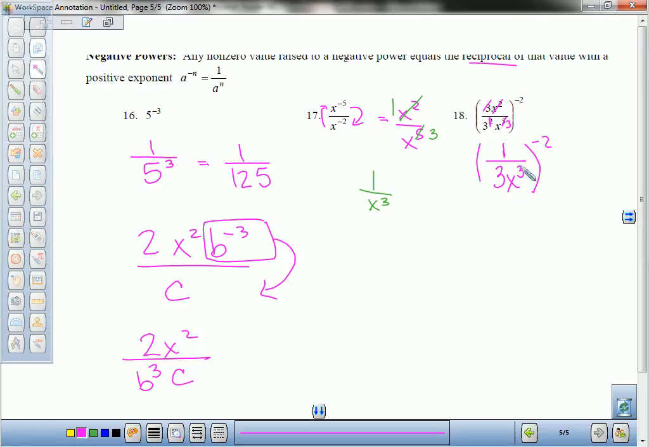So now this entire expression is raised to a negative exponent, which means we flip the entire thing. It becomes 3x cubed over 1 squared. So when you flip it, it goes from a negative 2 to a positive 2. Now, do I have to write it as over 1? If the denominator is 1, do we have to have it? No. So then we just square all this stuff and we get 9, because 3 squared is 9. And then we have x to the 3rd squared. So 3 times 2 is 6.